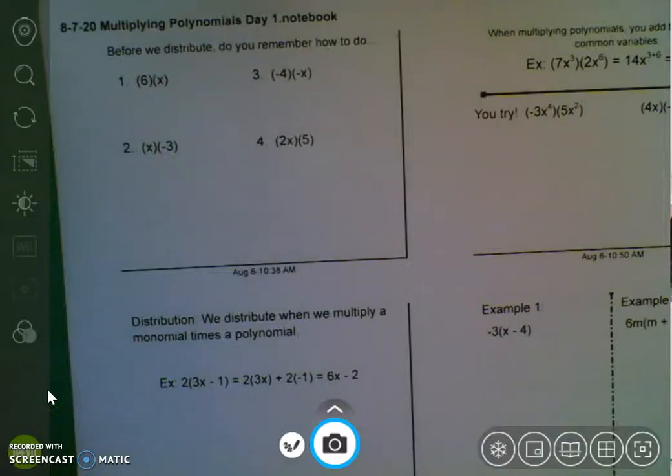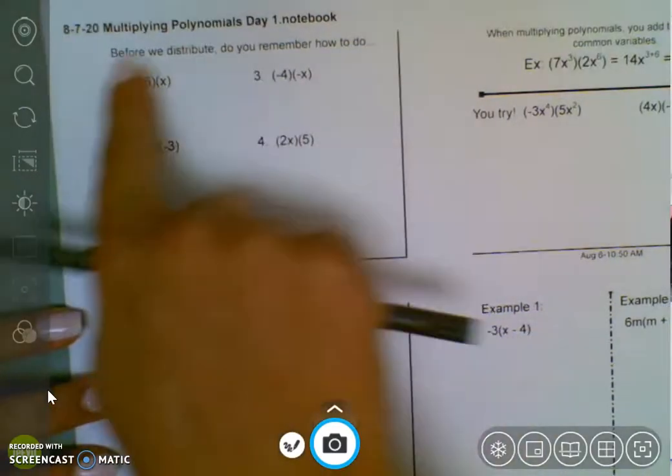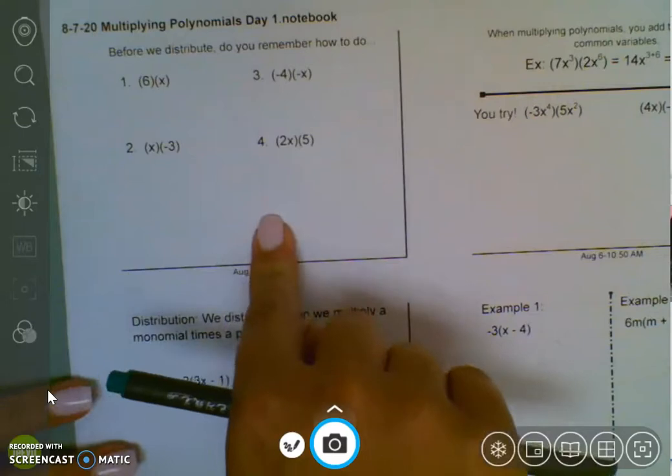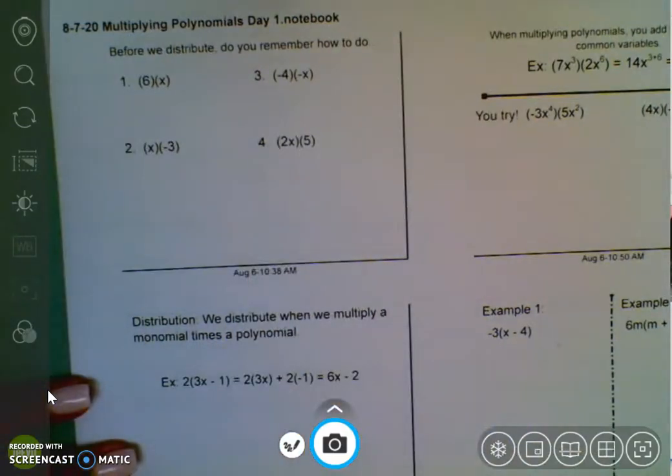Hey guys, so today we are multiplying polynomials. Before we get started with the lesson though, I want to see if you know how to do these problems right here. So pause the video and see if you remember how to do those.